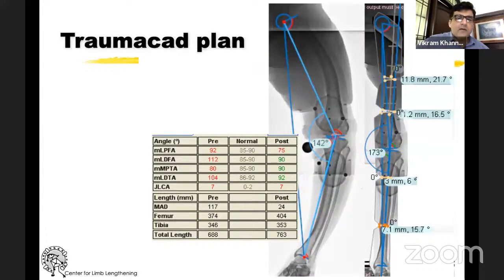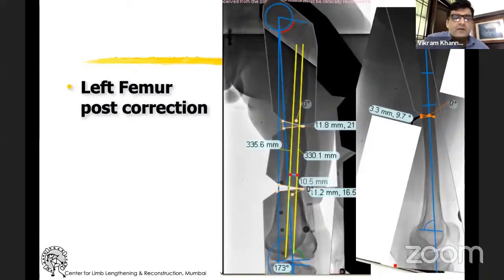So for the left side, the femur was taken up first, and the TraumaCAD planning and templating software was used to identify the level of osteotomies. And the HKA was found to be 142, with the target LDFA and MPTA kept as 90 degrees. So with the help of this TraumaCAD software, the templating was done and the osteotomy was carried out on the X-ray, and the yellow lines show the intramedullary nail fixation.